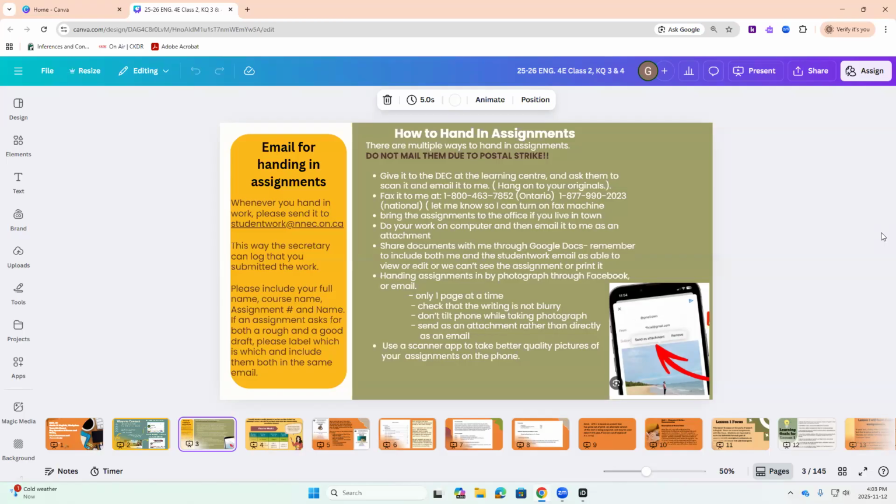Make sure you send it as an attachment rather than just sharing it as an email. For whatever reason, it prints off a lot better. And then if you want to, you can use a scanner app. I use Adobe Scan.